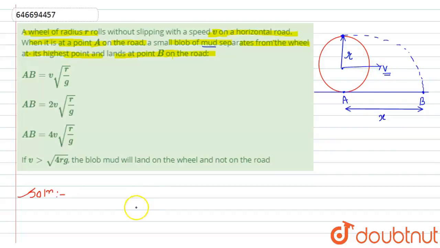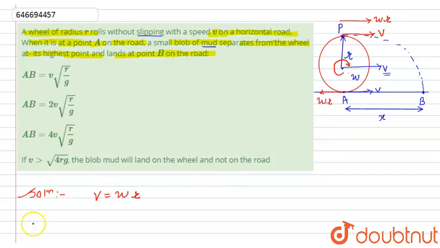So first of all, let's suppose the wheel is rotating in this direction with angular velocity omega, so because of this, the velocity will be in this direction, that is omega into r. If we talk about this point, the velocity will be in this direction, that is v, and the other velocity, because of angular velocity omega, will be in this direction, that is omega into r. Now at this point, because of no slipping between the wheel and road, we can write v equals omega into r.